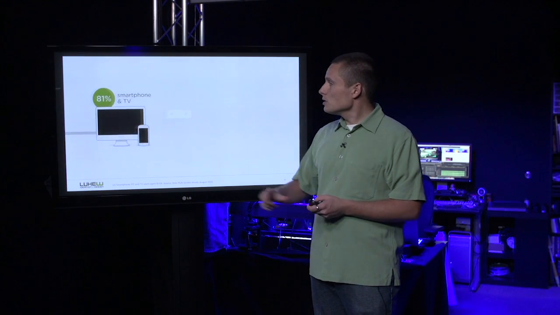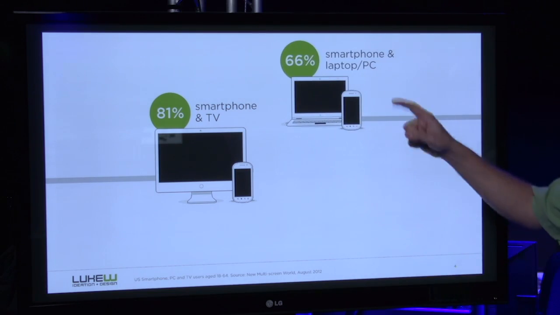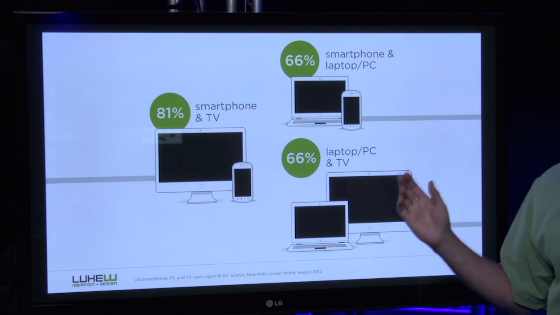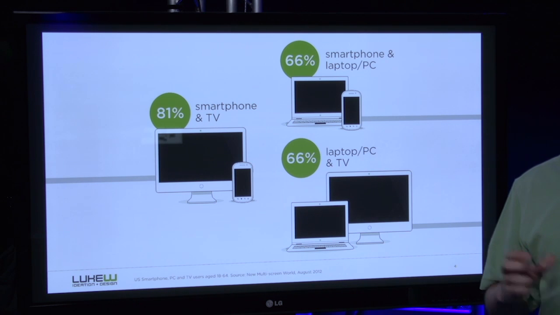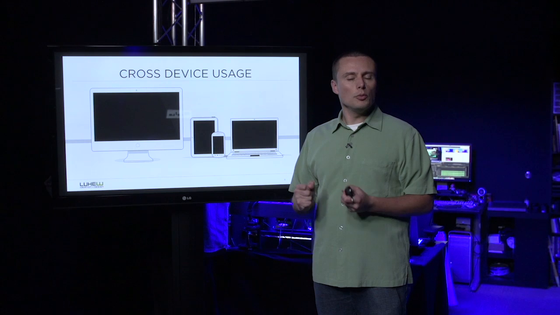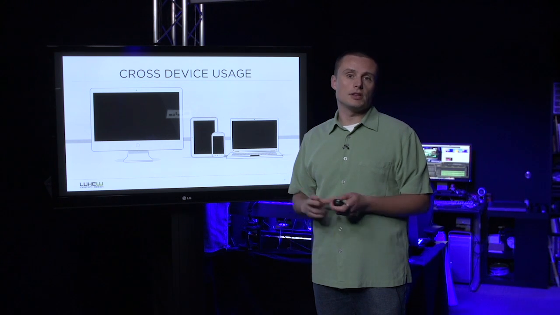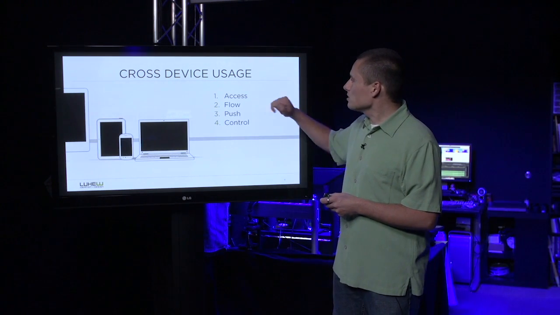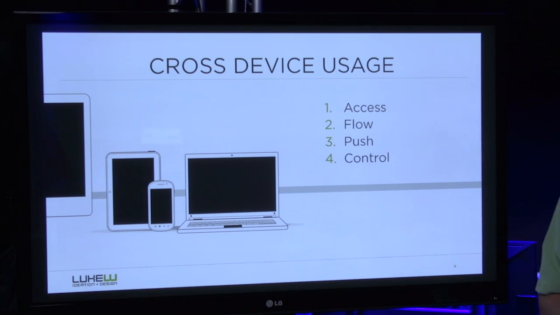That is, using smartphones while the TV's on, taking advantage of the phone while using a laptop, or using the laptop with the TV. These examples of cross-device use are more and more prevalent, so it helps to understand what kind of scenarios we are dealing with and how our applications can take advantage of it. To illustrate, let's look at some cross-device use: access, flow, push, and control.